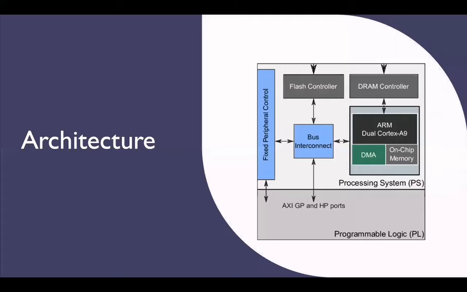Now I will talk about the protocol and description architecture. MHI is a communication protocol used by host processors to control and communicate with modems over high-speed bus interfaces like PCIe or shared memory.